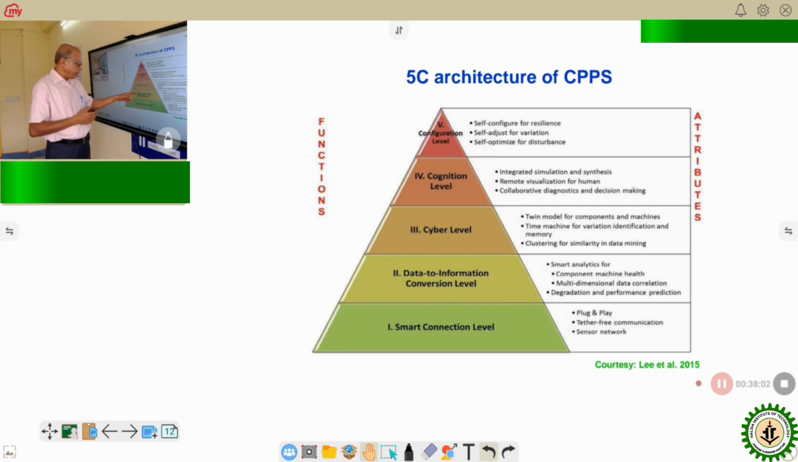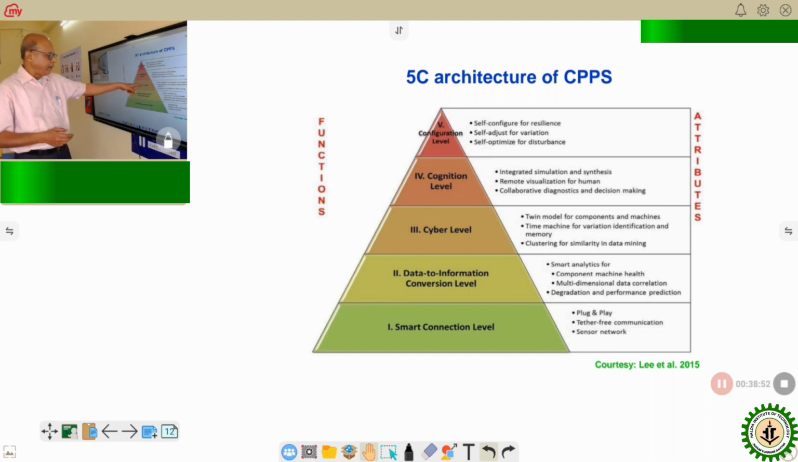Once data is collected, the next higher level of activities is the data to information conversion level. Data to information conversion level means multi-dimensional data correlation, degradation and performance prediction. With a large volume of data, we cannot come to a conclusion. So unless and until we convert this data to useful information so that we can have an actionable conclusion, we cannot come to some logical decision which will lead to concluding actions, so that we can better regulate the process and thereby improve the efficiency and the performance. So data to information conversion level is the second hierarchy.